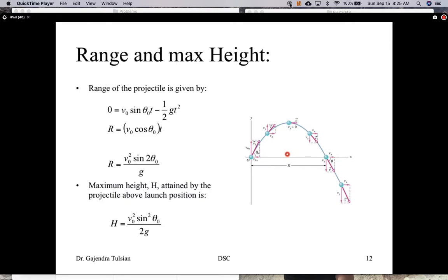We are also interested in what is the maximum height the object would reach. The maximum height is given by speed squared times sine squared theta divided by 2g.